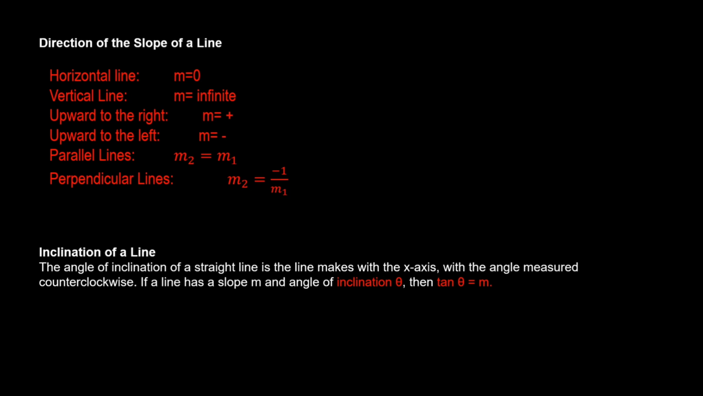Okay, review lang natin yung direction of the slope of a line. If the given line is a horizontal line, the slope is 0. If the given is a vertical line, the slope is infinite. If the line is upward to the right, the slope is positive. If upward to the left naman, the slope is negative. If given is the parallel lines, the slope of the two lines are equal.